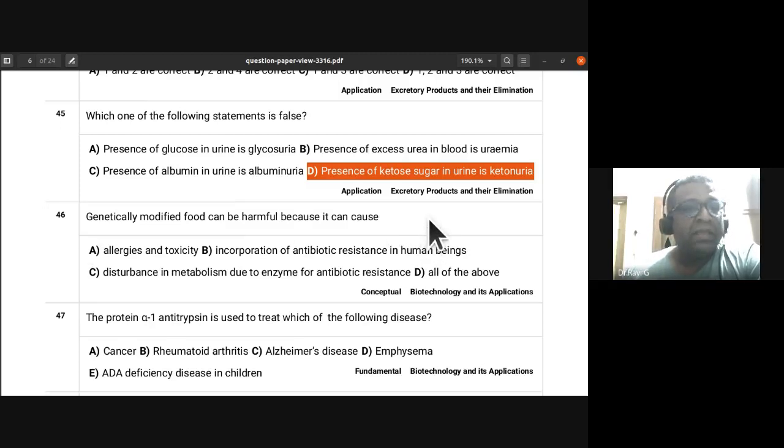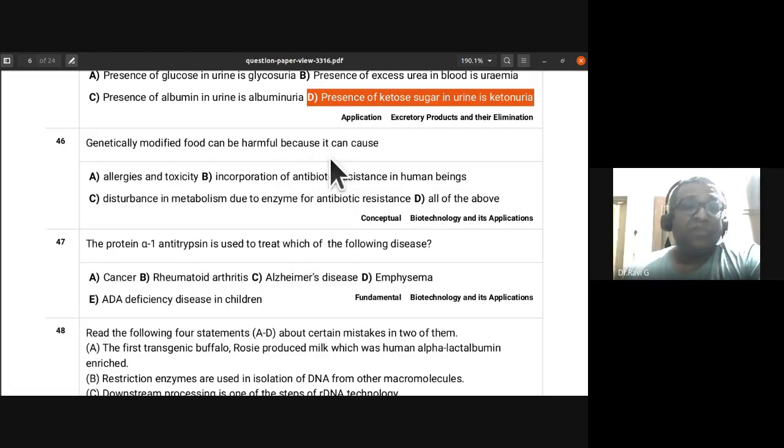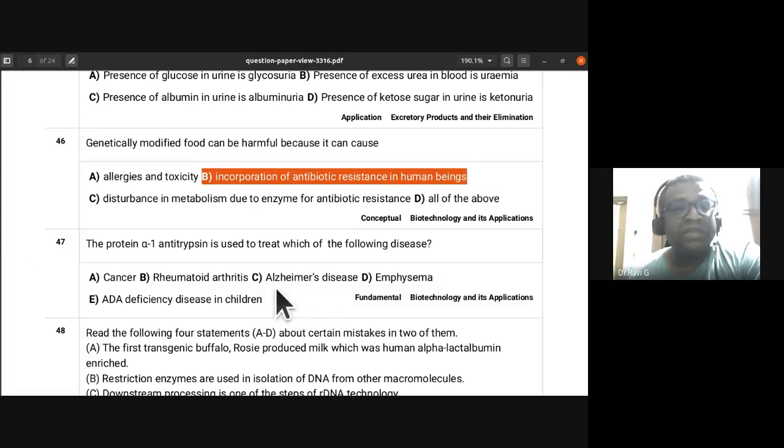Okay. So genetically modified food can be harmful. So 46th question, because it can cause allergies and toxicity, incorporation of antibiotic resistance in human beings, disturbance in metabolism due to enzyme for antibiotic resistance, all of the above. So the 46th question, genetically modified food can be harmful because of incorporation of antibiotic resistance in human beings.